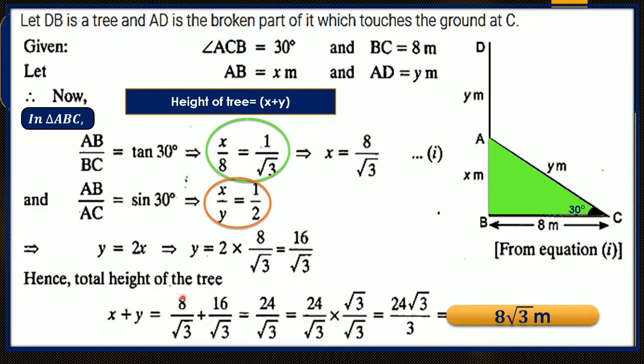Now we have to find the height of the tree. So height of tree is what? x plus y. Simply add these two values. After adding you will get 24 upon root 3. But students, you know that we cannot leave answer in this form because root 3 is in denominator, means irrational number is in denominator. So to remove this irrational from denominator, we have to do rationalization. After doing rationalization, we'll get the height of the tree as 8 root 3 meters. So hence in this way we can calculate the height of the tree. I hope this is clear to you.